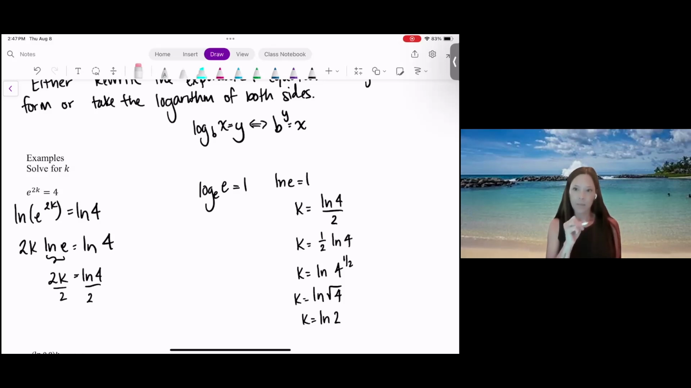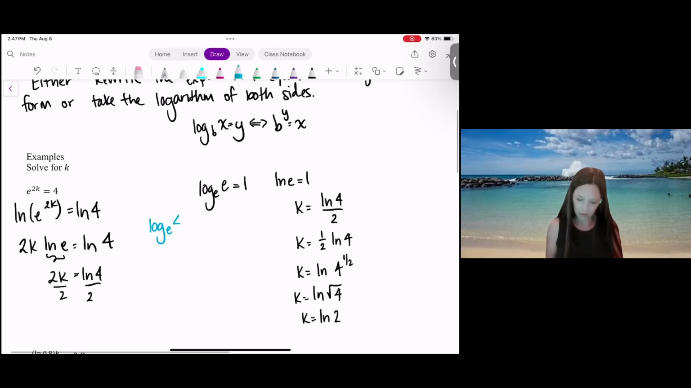Rewriting this from exponential form into logarithmic form, I'm going to show you in a different color. The base of the exponent becomes the base of the logarithm. That's log base e, which is natural log. And then instead of writing log base e of 2k, it's actually log base e of 4 equals 2k. And remember, I'm solving for k, so I would need to divide by 2. I'm going to write log base e as natural log.